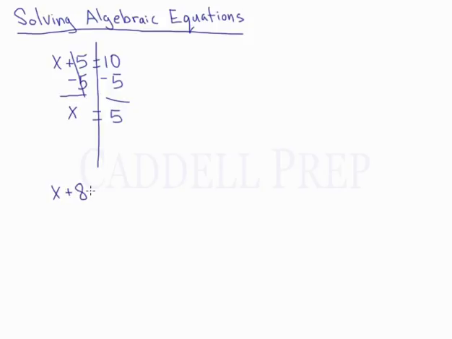x plus 8 equals 30. So yeah, we'll draw a little line. And we want to solve for x. So because we're adding 8, we'll do the inverse and subtract 8 from both sides. So that's gone. And we have just x on the left side. And 30 minus 8 is 22.